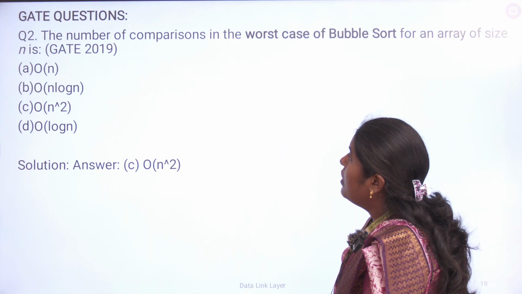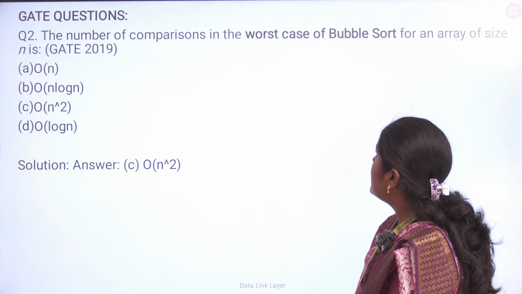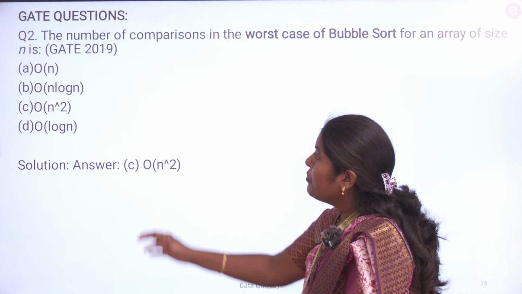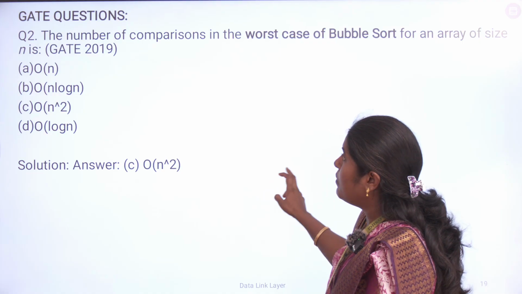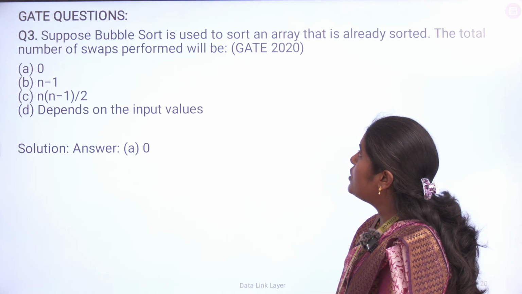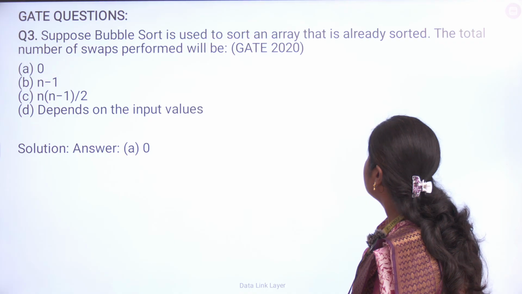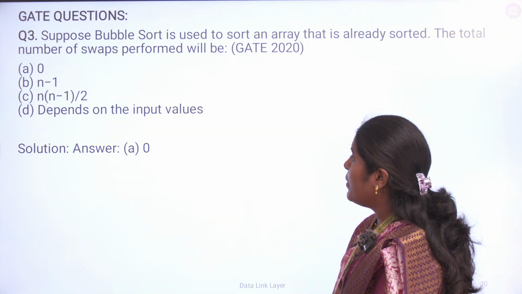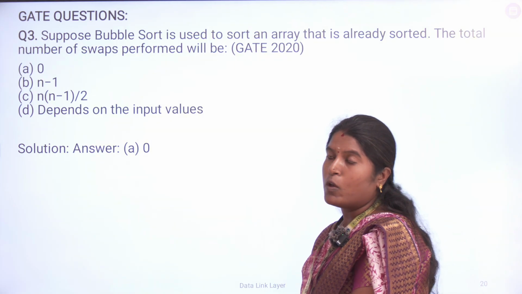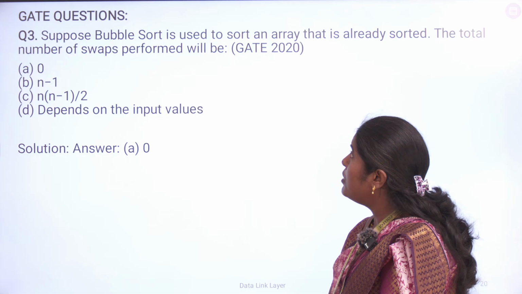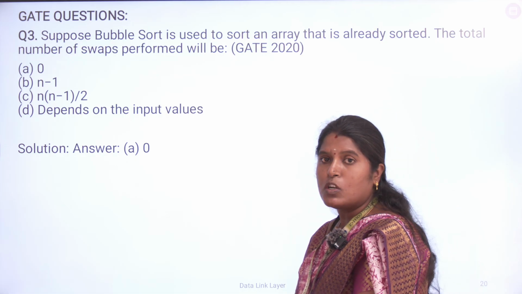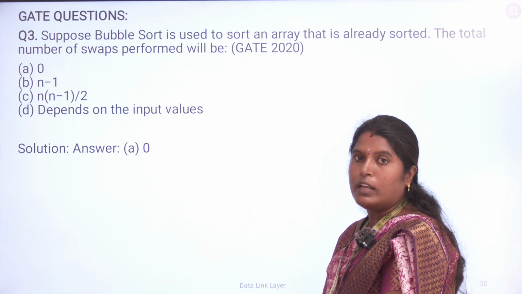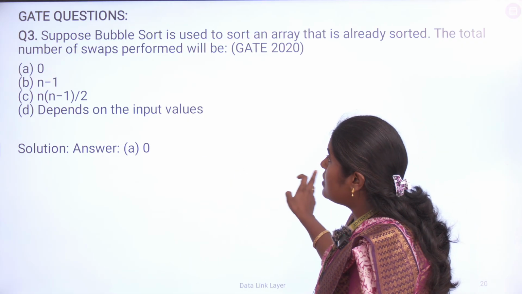Second, the number of comparisons in the worst case of bubble sort for an array of size n is O of n square. Third question: suppose bubble sort is used to sort an array that is already sorted, then what will be the total number of swaps performed? The solution is 0, because bubble sort is used for sorting, but if the list is already sorted there is no need of a swap, so the solution is 0.